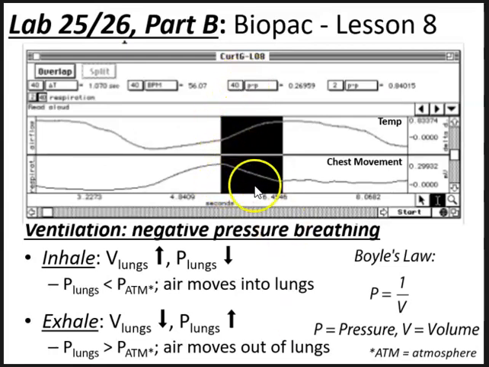So here we're just showing a highlighted area of the Biopac recording. We can see on the bottom of the recording, chest movement going down, so this is exhalation.